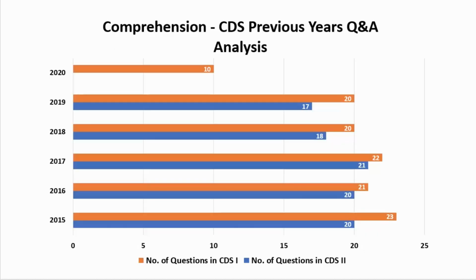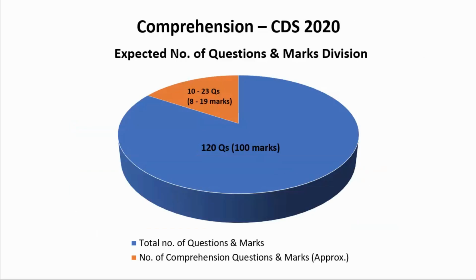Moving on now to comprehension. In 2020, 10 questions came, and the largest number of questions that came was in 2015, CDS 1 2015, 23 questions came. Okay, so obviously you can guess that the number of questions you can expect from the comprehension section will vary from 10 to 23 questions. So it will carry about 8 to 19 marks for you if you are answering the questions correctly.